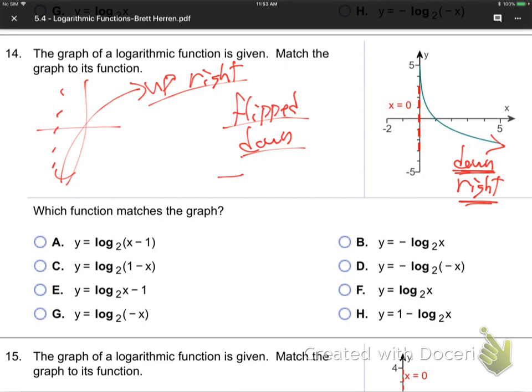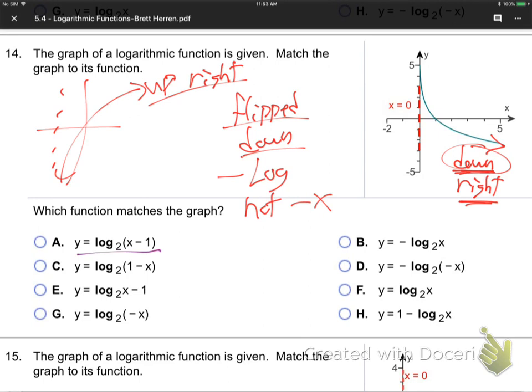So it's been flipped down. What does that is a negative on the log, not a negative on the x. So we're looking for an equation that has a negative on the log. That's what makes it go down. But not a negative on the x, because that would be left. We good? We'll go through it.